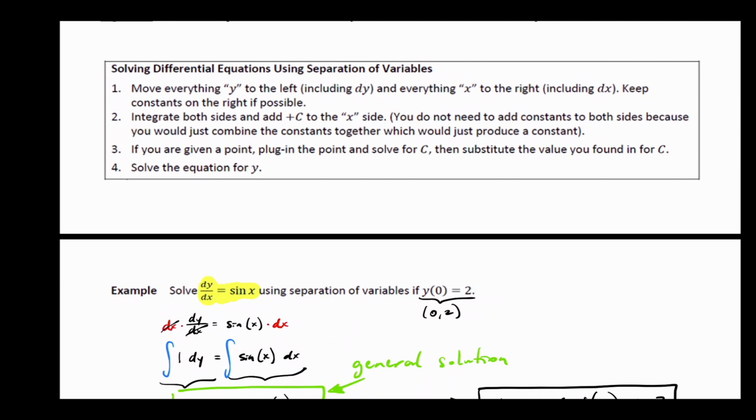Okay? Everything with a Y, move to the left. Everything with an X, move to the right. If you have constants, you can keep them to the right side.